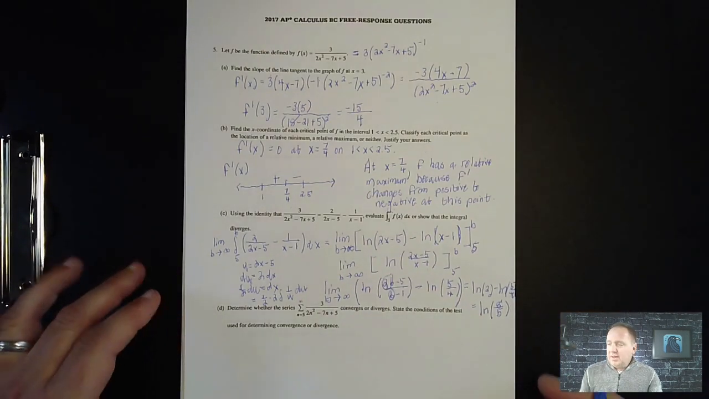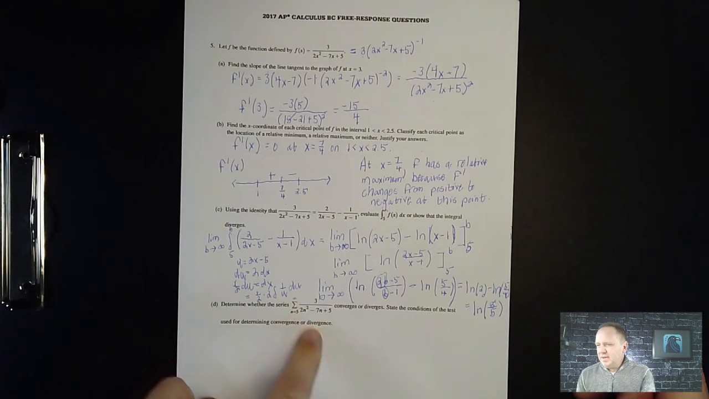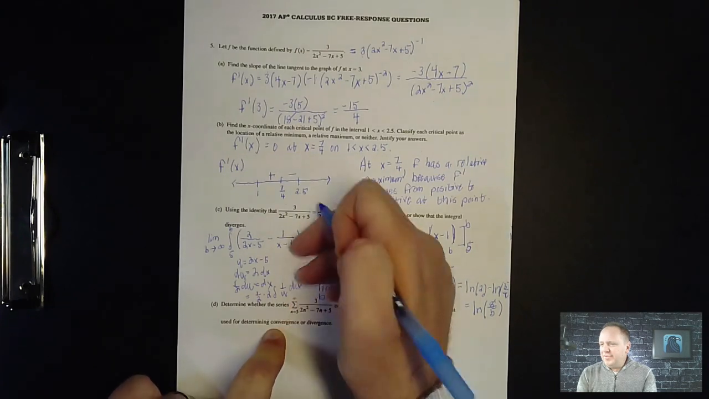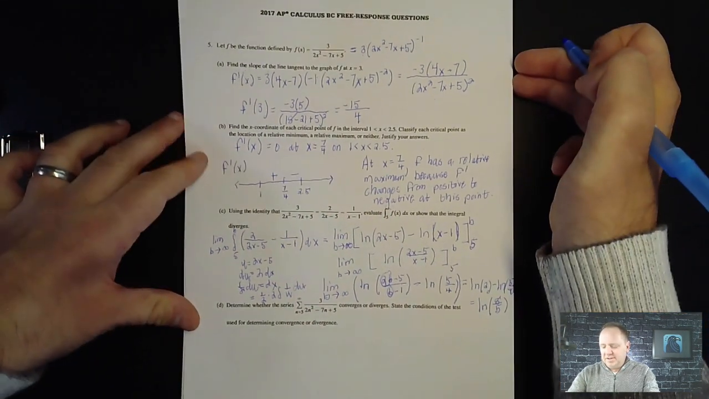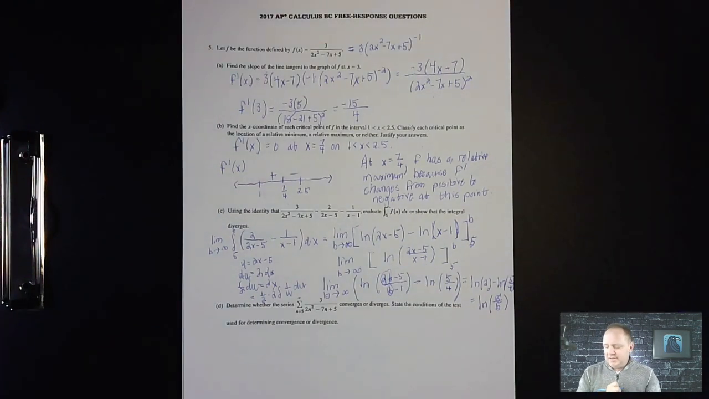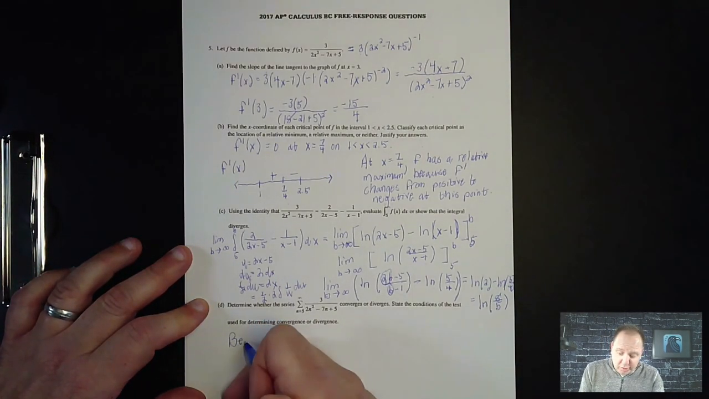All right, last piece. Determine whether the series, which is, look, instead of the x, it's just n goes from 5 to infinity. So they're just comparing the infinite sum to the discrete sum. Converges or diverges. State the conditions of the test used for determining convergence or divergence. We already did an integral test already. I'll show you the other method you could do. Well, I won't show it, I'll talk to you about it, but what a waste of time that would be.